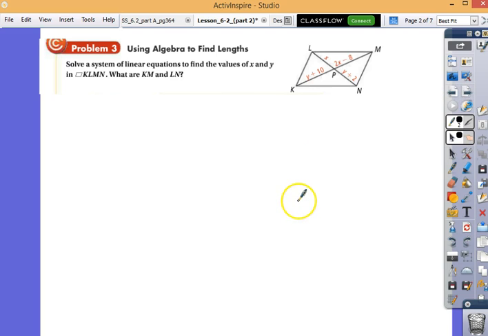All right, so this leads us to some very useful techniques for solving stuff. In this particular example right here, we know we have a parallelogram. We are tasked with finding the value of LN and KM. Well, the geometry of the situation is, since it's a parallelogram, the diagonals bisect.